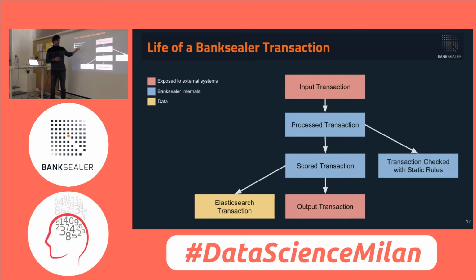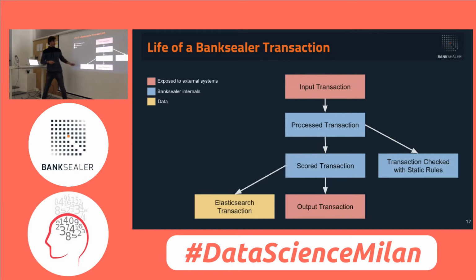Once we're done with this job, we have the processed transaction. This is probably the most important format of our transaction. We use it for giving it to machine learning algorithms, for the training phase and so on. At one point, we score the transaction, so we attach a label to it, the score of the anomaly, how anomalous the transaction is. Then after we're done, we write back the transaction to an external system, the system of the bank.